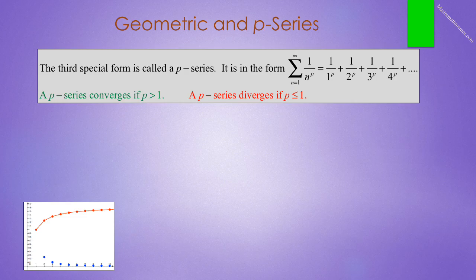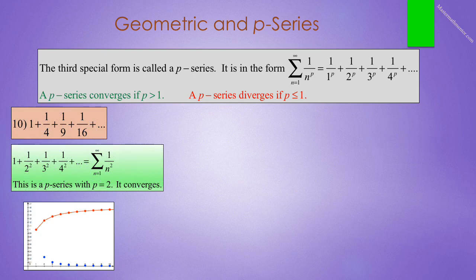In number 10, we have 1 plus 1/4 plus 1/9 plus 1/16 plus dot dot dot. We can write this as 1 plus 1 over 2 squared plus 1 over 3 squared plus 1 over 4 squared. And this is summation n equals 1 to infinity of 1 over n squared. This is a p-series with p equals 2, and it is convergent.